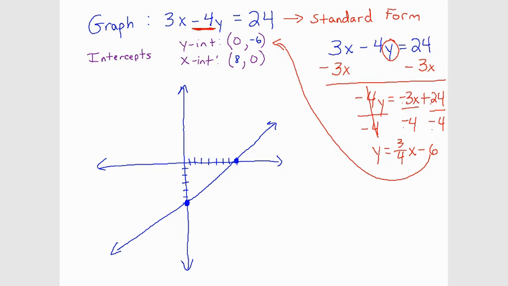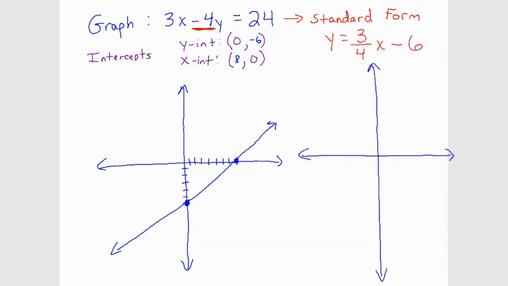Our y-intercept is negative 6. So now what we have is it written in slope-intercept form. So let me clear this away and we'll get to graph. Great. So we've got our y equals mx plus b form. We have our slope-intercept form.